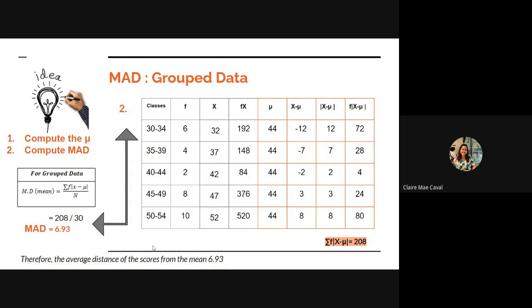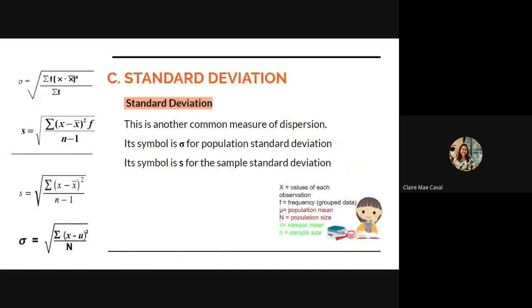Okay, so that's all. Let's proceed to the next measure of dispersion. That is your standard deviation. Standard deviation and variance. Okay, standard deviation and variance class are the measure of the spread of data. Okay, yung standard deviation, this is the measure of the amount of variation or dispersion of the set of data relative to the mean. Okay, again, these are measures of the spread of data relative to the mean.